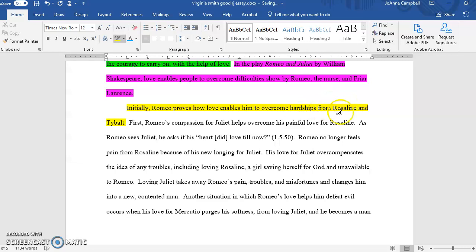Okay, so we have the theme, we have the topic, Romeo, we have a transitional word, and we have the 2 supporting details that she's going to have in this paragraph. So we have a Rosaline example and a Tybalt example. So very concise, very to the point, but I know exactly where this paragraph is going.